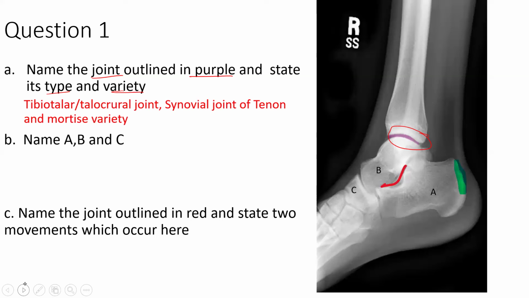The next question tests our knowledge of the tarsal bones of the foot, A, B, and C. A is the heel bone, which is also known as the calcaneus. B is talus, and C is navicular bone.